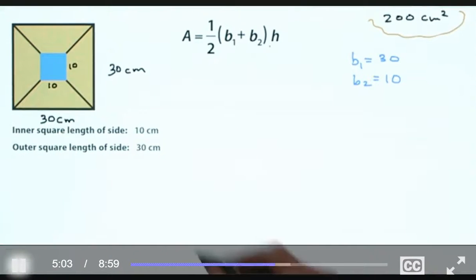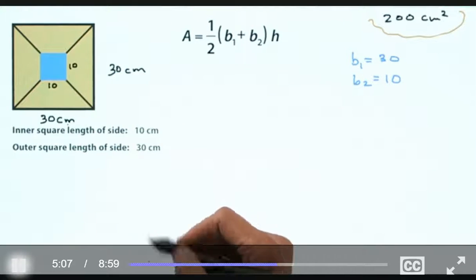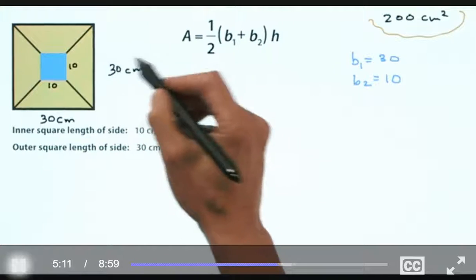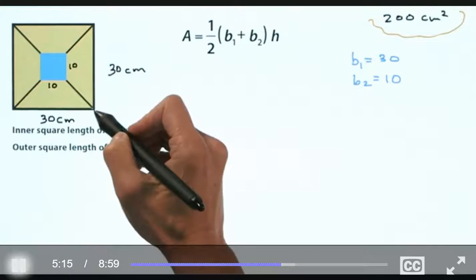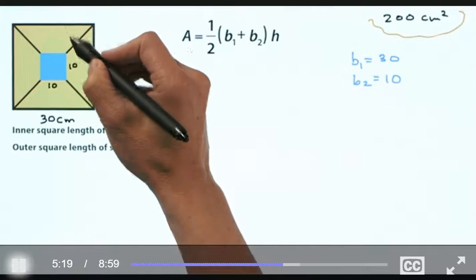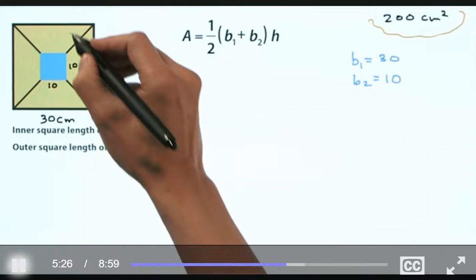Uh-oh, this is tricky, because what's that perpendicular height? This is really sneaky, but you have to remember this whole outside shape is a square. So this is 30, that means this is 30. And if that's 30, let me just draw this dotted line right here. I hope you're ready for this. I'm drawing a dotted line whether you're ready or not. Here we go.